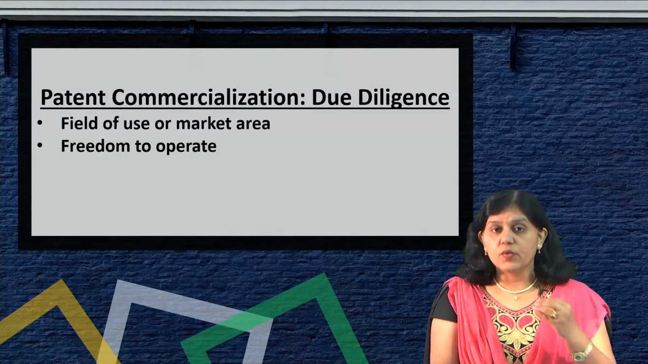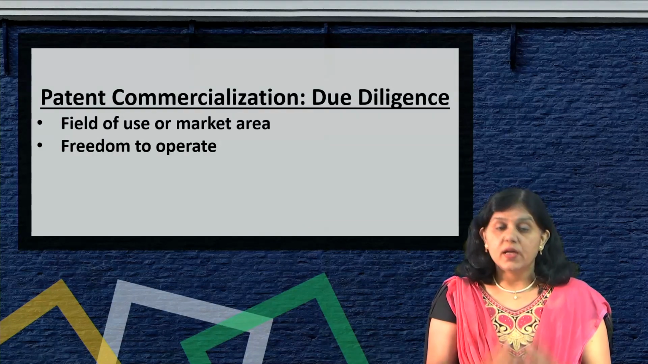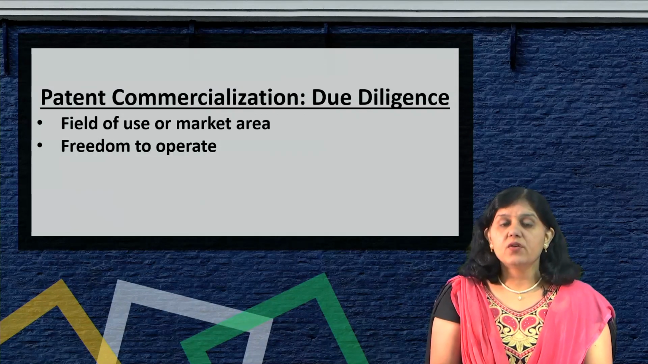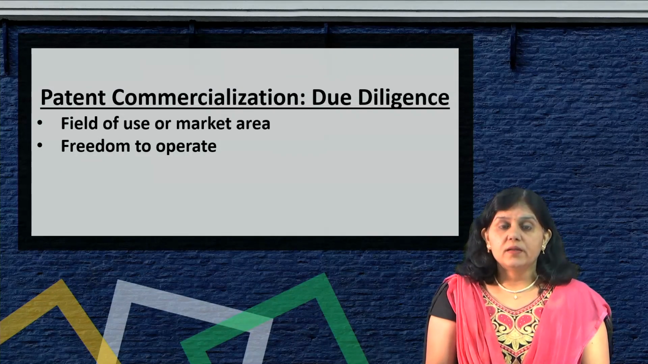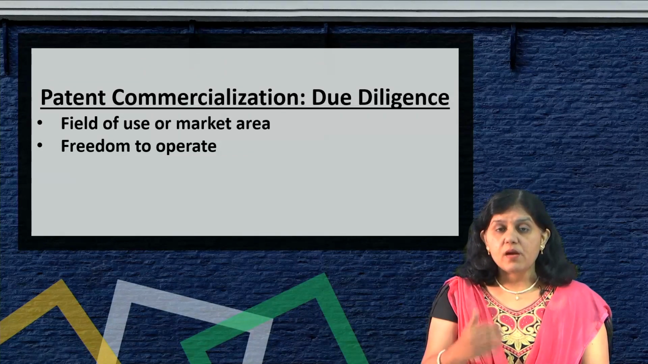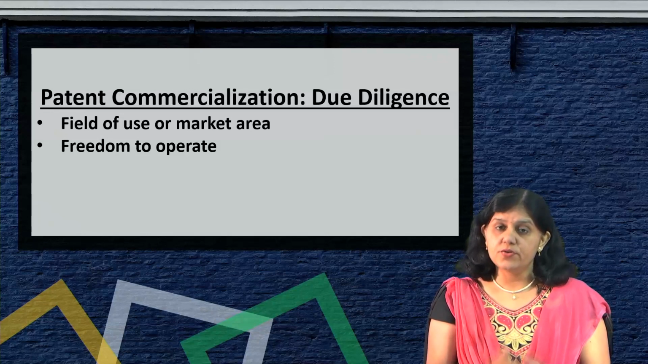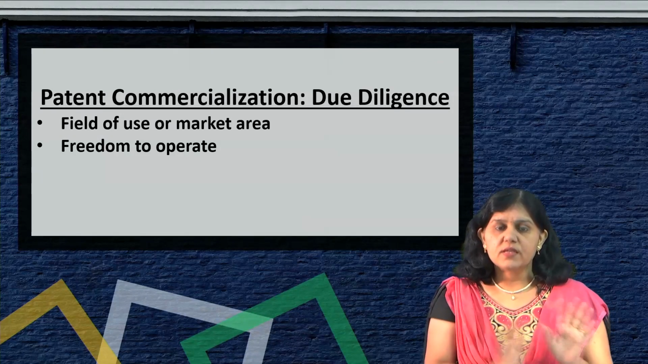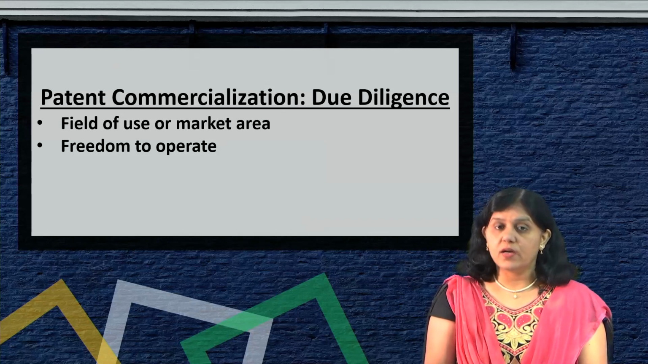Everyone who is doing the commercialization of the product has to do that thing. What is the meaning of that? We know that a patent is a negative right. Whatever you have invented is there. Before commercialization, you should know that you yourself are not infringing the rights of others.